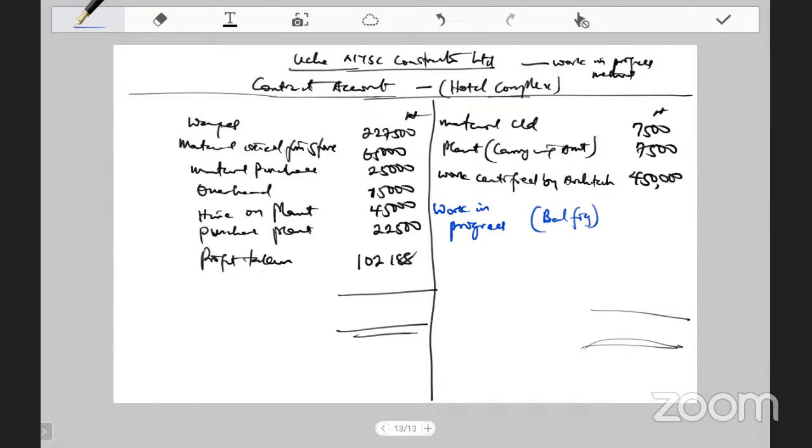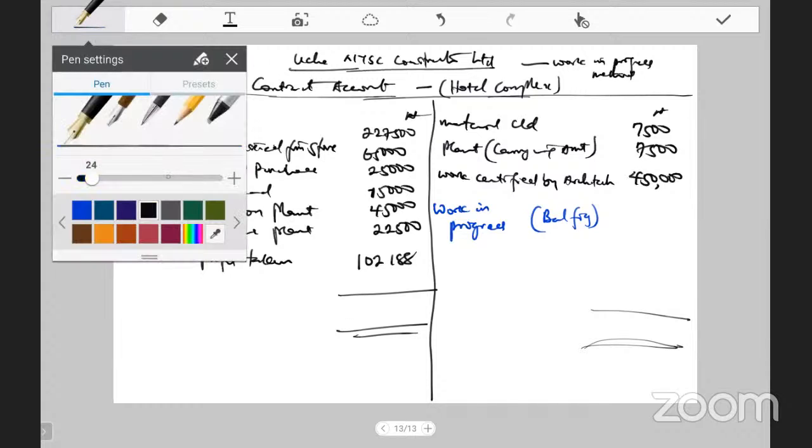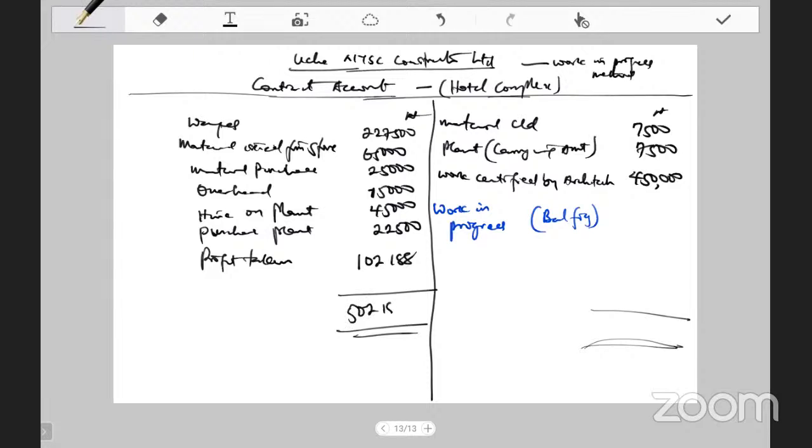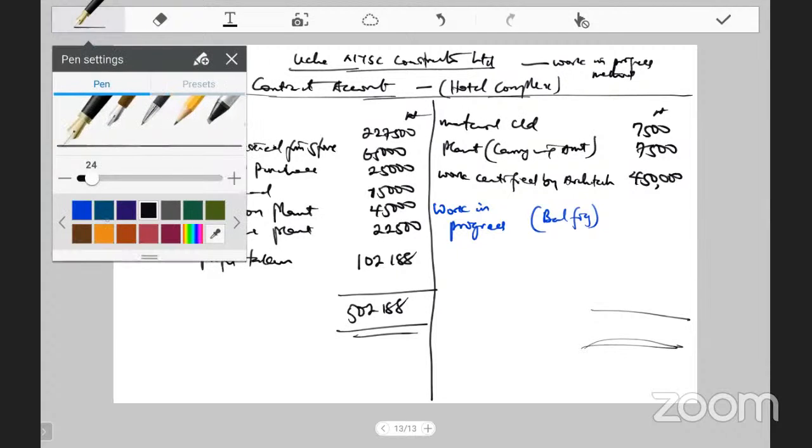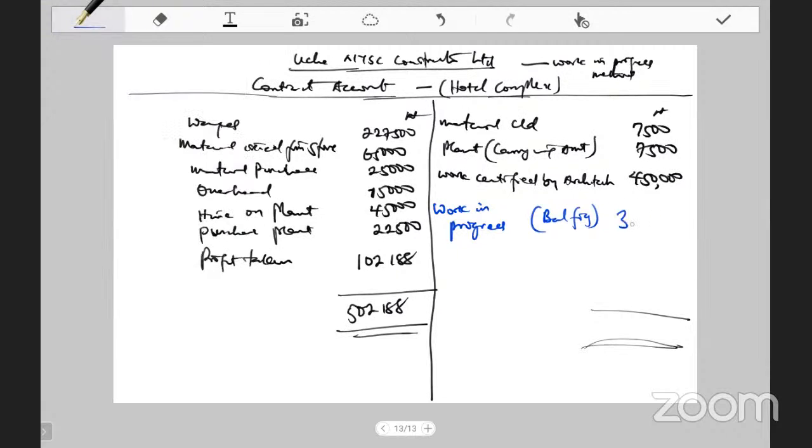What is the balancing figure? 502, 102,188. So the total here is 502,188. So if I have 502,188, what will now be the balancing figure? 37,188. Good. You can see those people that have bought calculator. 37,188, and this is 502,188. So it's good to have an original calculator.